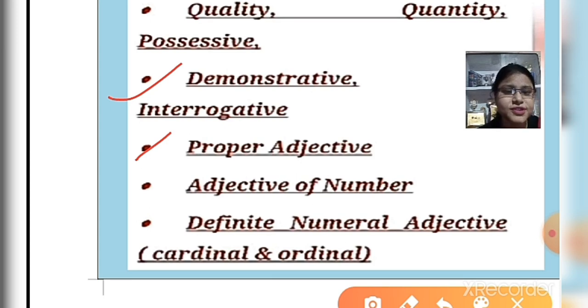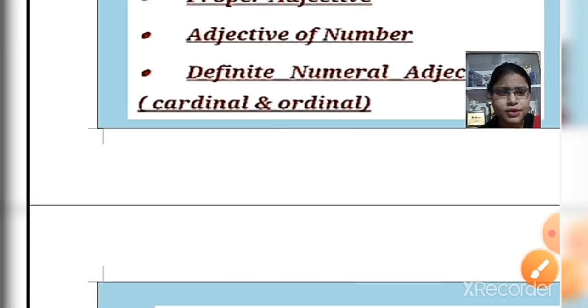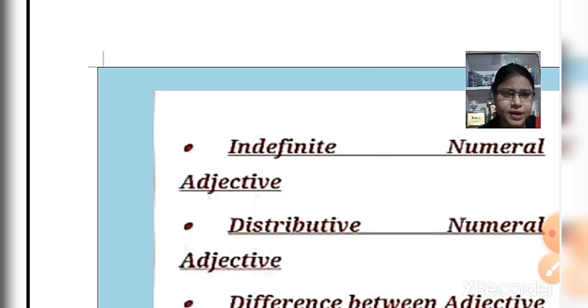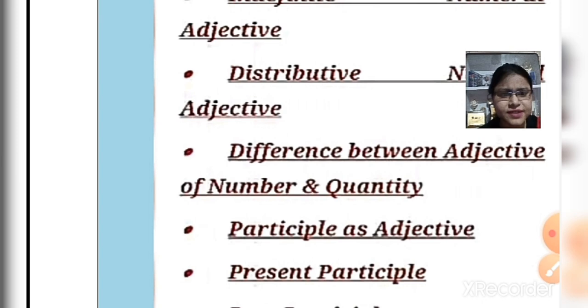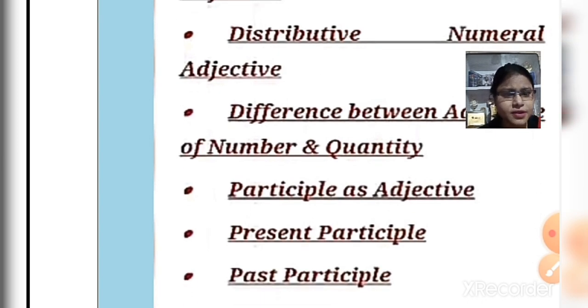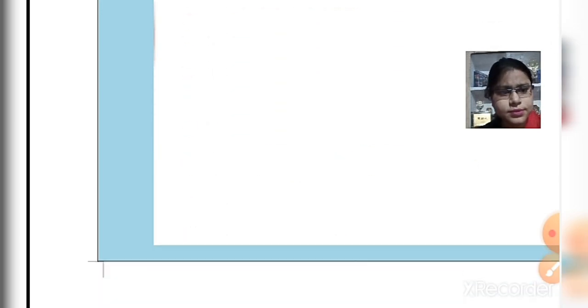In today's class, we are going to study about the adjective of number, in which definite numeral adjective, and then cardinal and ordinal adjective, and then we will be studying indefinite numeral adjective, distributive numeral adjective, then the difference between adjective of number and adjective of quantity. We will also have participle as adjective, in which present participle and past participle will be discussed. Okay, children, without wasting time, let us begin the class.